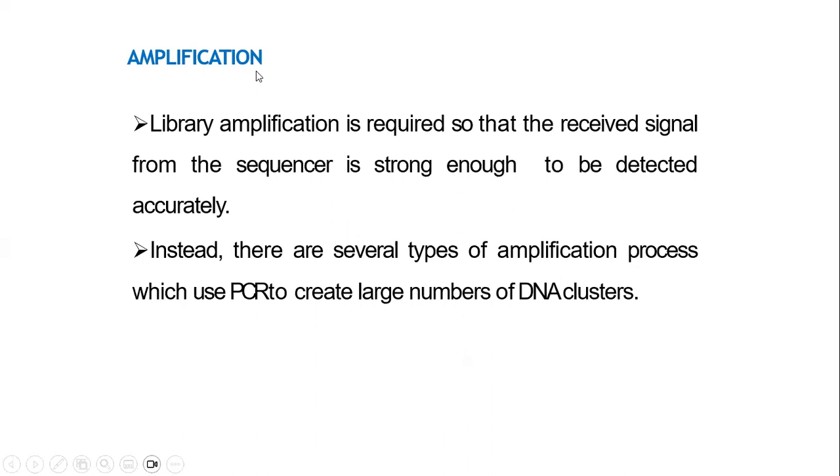So the second step is amplification. So library amplification is required so that the received signal from the sequencer is strong enough. So initially what we have is like one fragment of DNA to either end of which the adapter molecules are attached. So we need to convert this one fragment of DNA into multiple fragments, which is basically known as a DNA cluster. So each DNA cluster is formed from each DNA fragment. So this is required so that we can have a strong signal during the sequencing reaction.